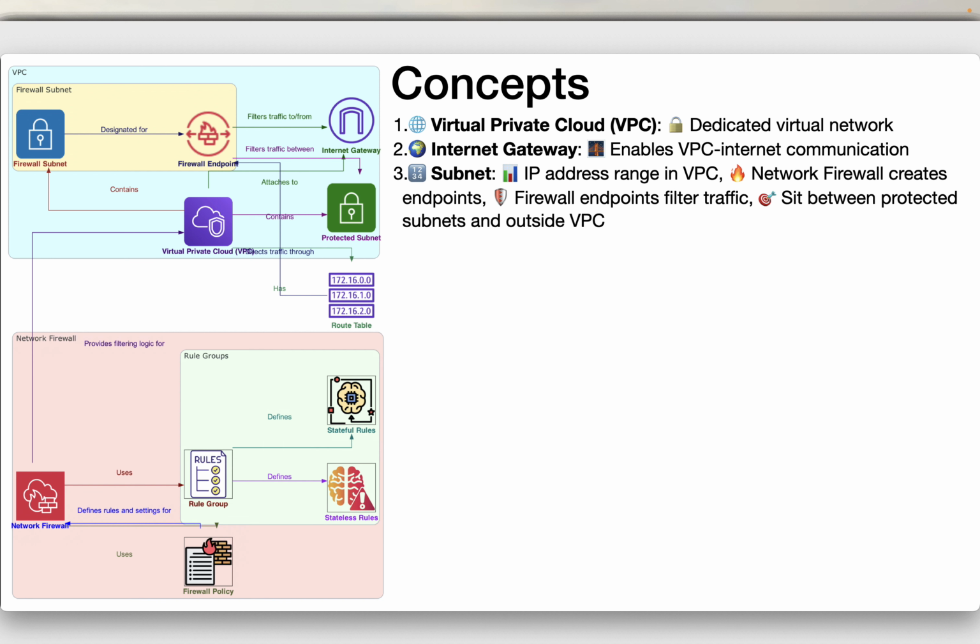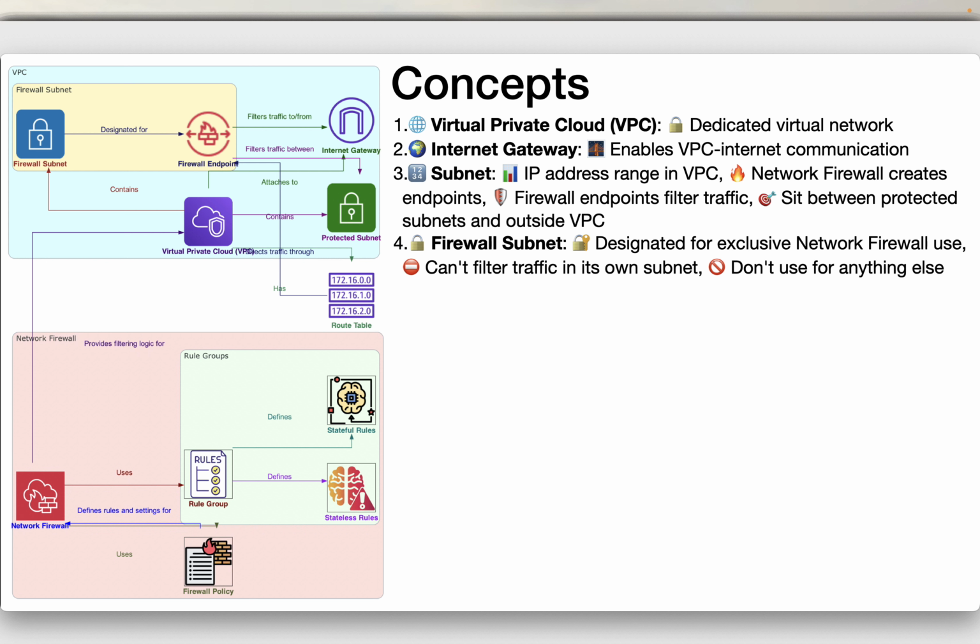Next is subnet, which is a range of IP addresses in your VPC. Network Firewall creates firewall endpoints in subnets inside your VPC to filter network traffic. In a VPC architecture that uses Network Firewall, the firewall endpoints sit between your protected subnets and the locations outside your VPC. Then you have a firewall subnet, a subnet that you have designated for exclusive use by Network Firewall for a firewall endpoint. A firewall endpoint can filter traffic coming into or going out of the subnet in which it resides. So don't use your firewall subnets for anything other than Network Firewall.